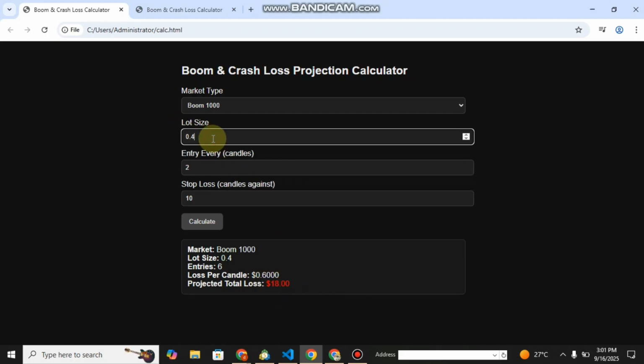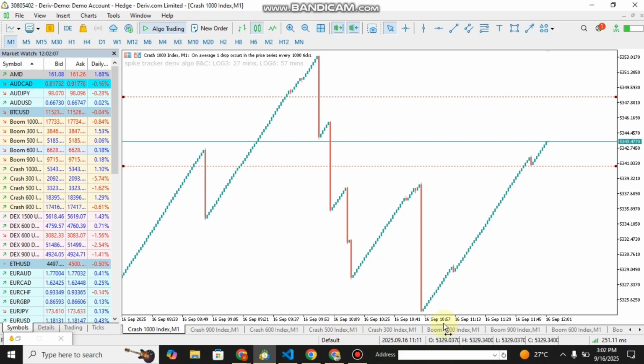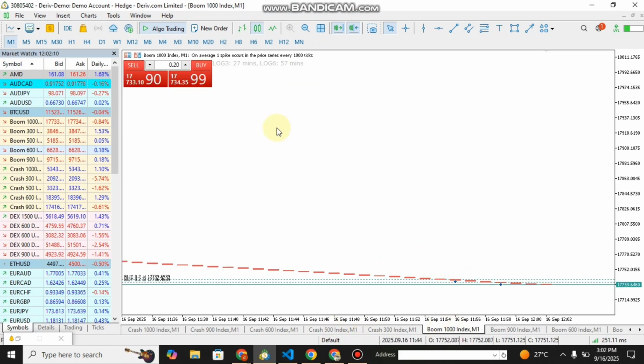Here is where you calculate. Let's say now you have a $200 account and you want to risk 5%. What is 5% of a $200 account? 10% is $20. So you want to risk $10. If you want to risk $10, we have seen you can use a lot size of 0.2, which gives us $9. That is how you calculate using this. And then when you're executing your trade, after every 3 candles, you add a position.